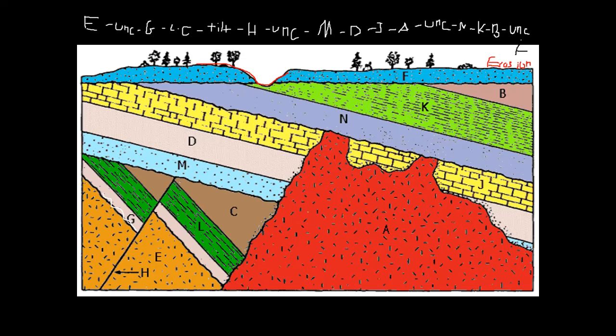Then above the unconformity, we have N, K, B. After B, we have another unconformity, which probably involves the tilting, so you just leave unconformity. And then we end with F. If you notice, F isn't continuous. If you look at the surface, see how it dips down and cuts into K. So at the end, there is surface erosion.